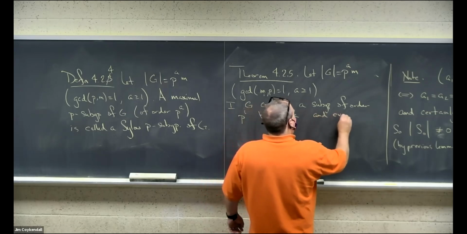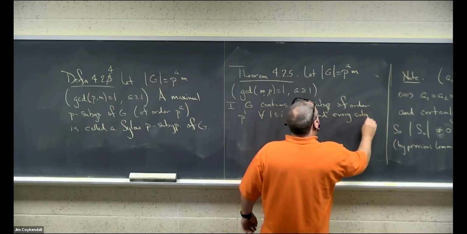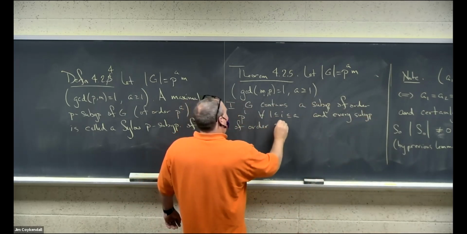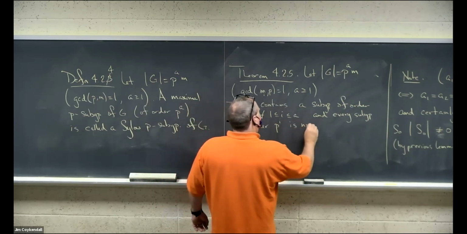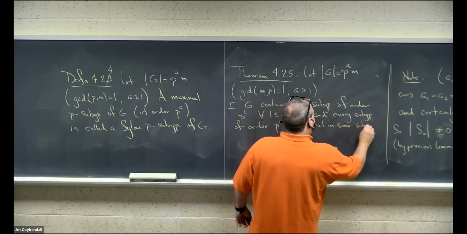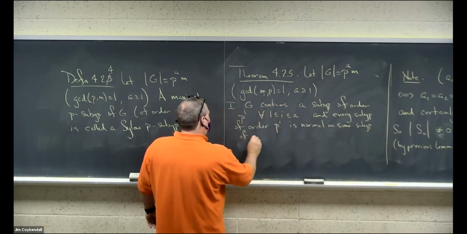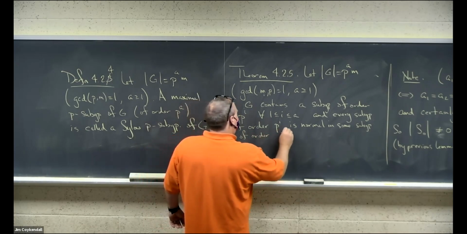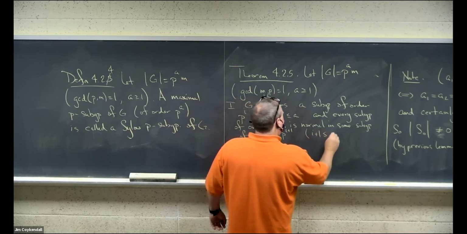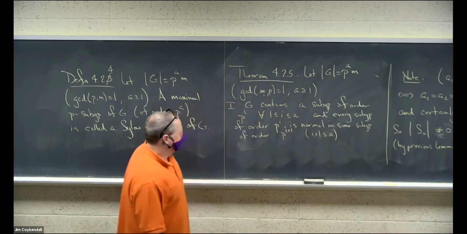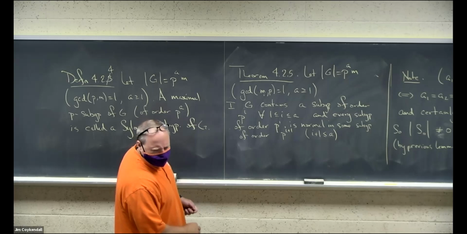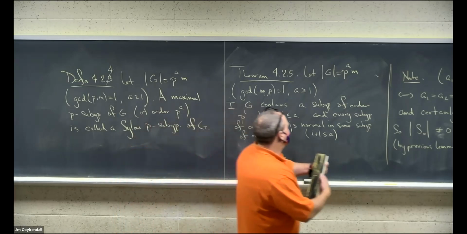And every subgroup of order P to the I is normal in some subgroup of order P to the I plus 1, where I plus 1 is less than or equal to A.